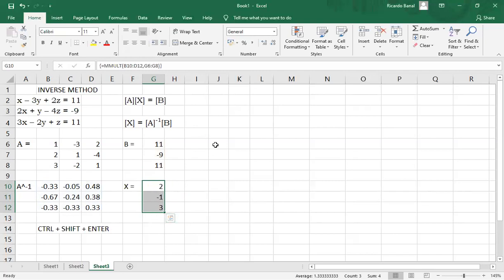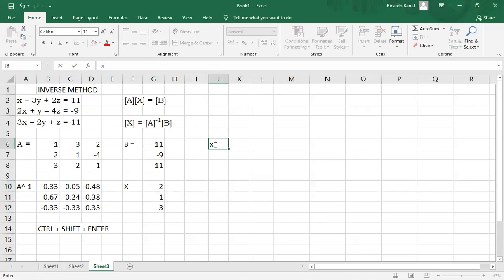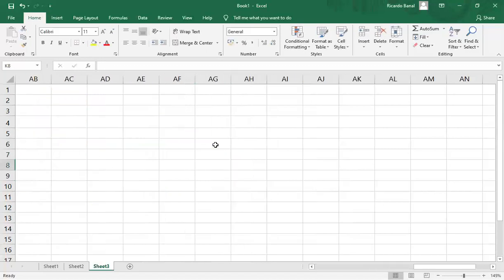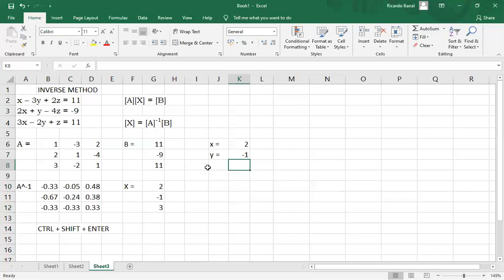Applying this, our x is equivalent to 2. Our y is equivalent to -1. And our z, wait, what happened? Our z is actually equivalent to 3.